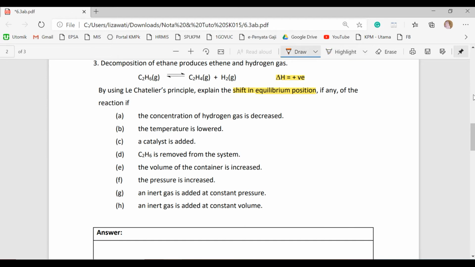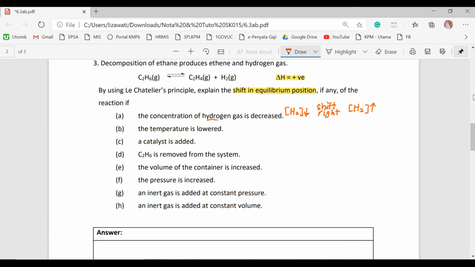When the concentration of H2 gas is decreased, the system tries to increase it. So that's why it shifts to the right, in order to increase the concentration of H2.